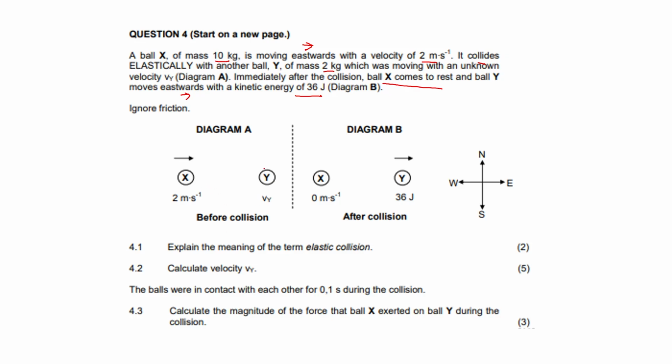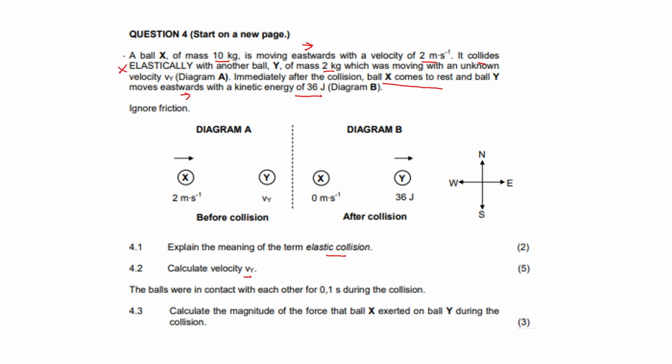4.1. Explain the meaning of the term elastic collision. So, a collision is elastic when both the total momentum and total kinetic energy are conserved. Okay, 4.2. Calculate the unknown velocity that they've just told us about there.